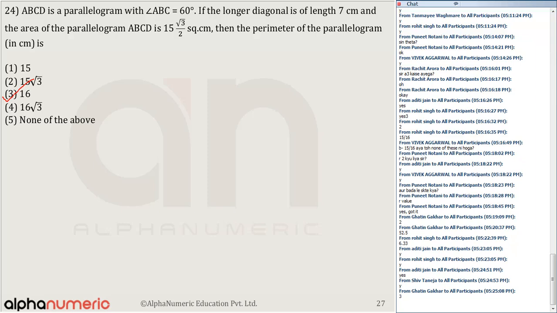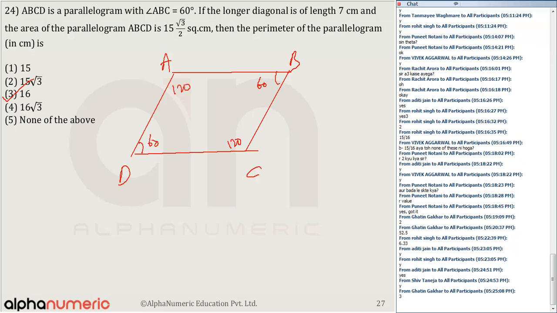ABCD is a parallelogram with angle ABC 60 degree. So I can say ABCD is a parallelogram with angle B as 60 degree. So this is 60, this is 60, this is 120, and this is 120. If the length of the longer diagonal is of length 7 unit, this is 7 centimeter. And the area of the parallelogram is this one. Then the perimeter of the parallelogram.